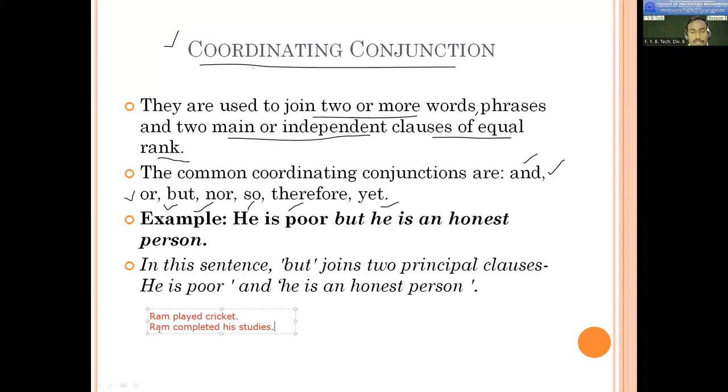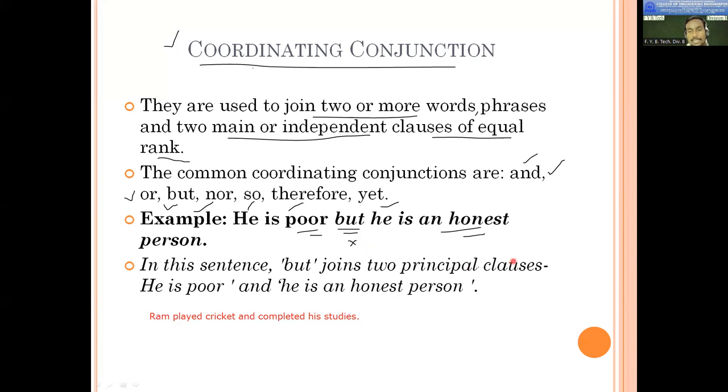So simply you can write: Ram played cricket and completed his studies. That became your sentence like this. You can make it like this. So people are already familiar with such kinds of sentences. Here one example is given, which is with but. He is poor, but he is an honest person. So whenever there is but, you know, there is a kind of contrast. So what is the contrast here? Being poor and honest.